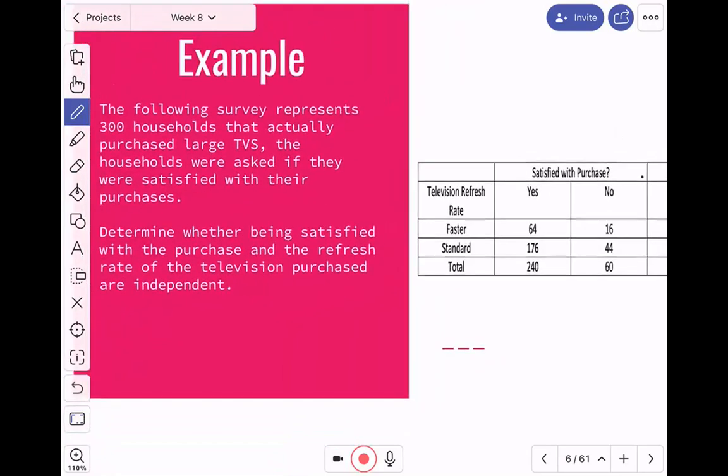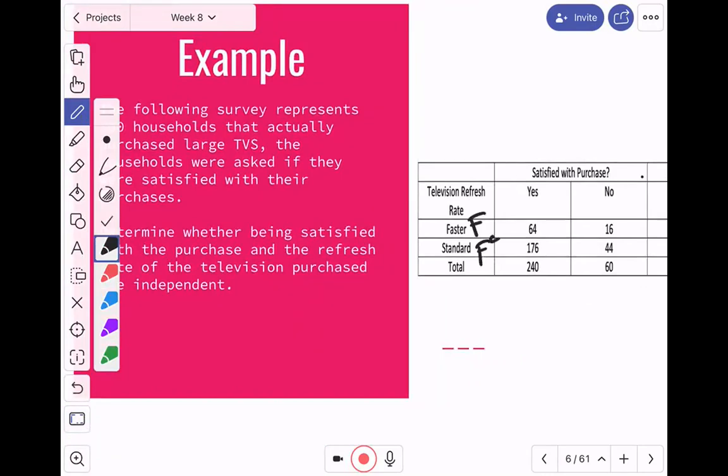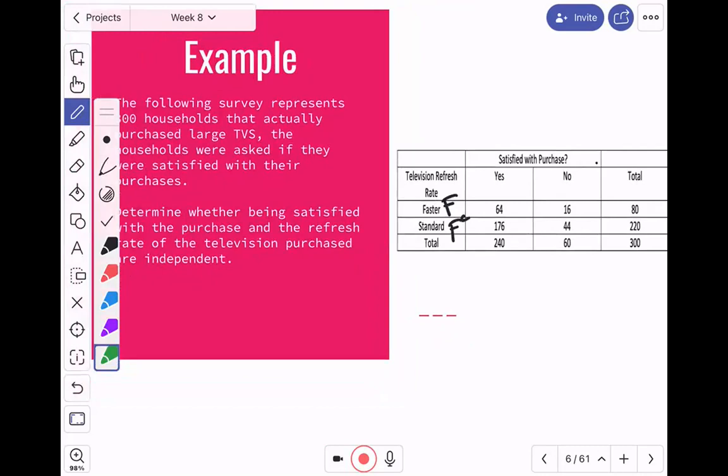So we have two events. Let's go ahead and label our table first as faster refresh rate F, standard refresh rate F^C, not fast. Let's label the yes as satisfied with the purchase. We'll call that S again. That means you're satisfied. Not satisfied with the purchase, S^C. Okay with that? All I'm doing is labeling the table with the notation.